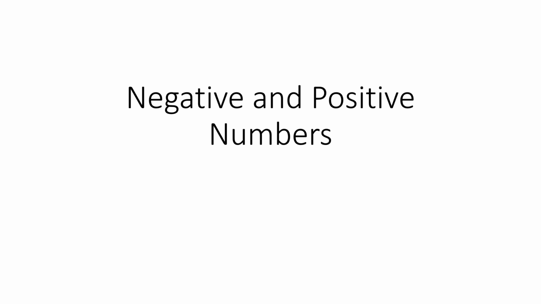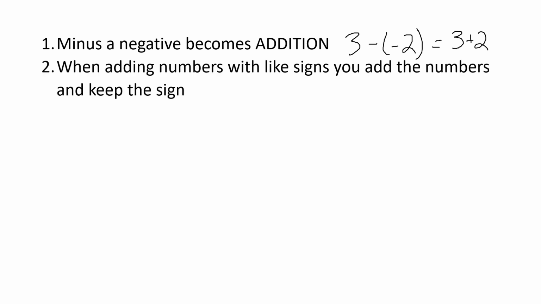I will tell you, students, no matter what level of mathematics, still struggle with negatives and positives. So let's just take a look. So here are all of the rules. The first thing we have to remember is minus a negative becomes addition. So like, let me write it down instead of just saying it. 3 minus negative 2 actually is the same thing as 3 plus 2. Minus a negative undoes itself. So minus a negative becomes addition.